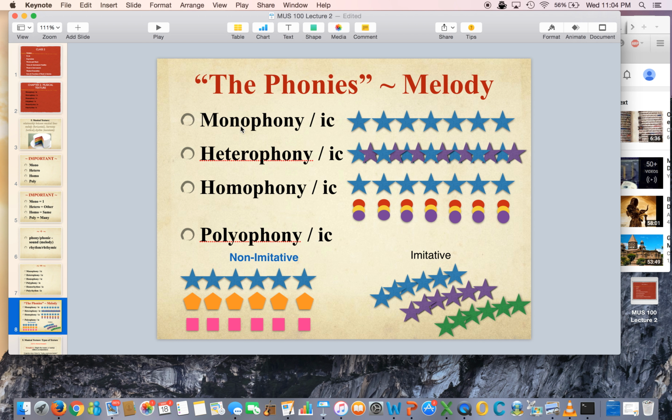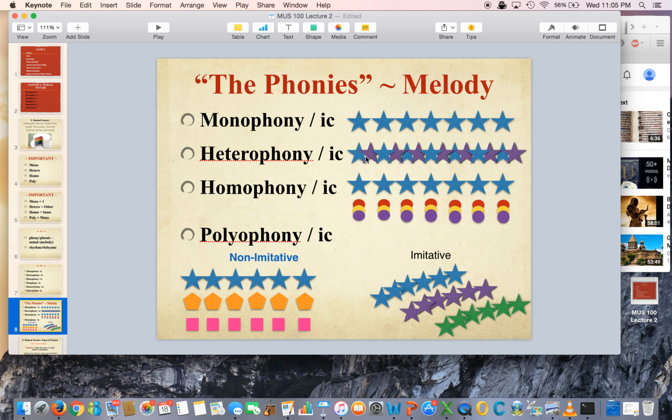So monophonic or monophony is one sound, one melody. I'm using visuals here, so these stars represent the melody. So let's say my song is Twinkle Twinkle Little Star, and I'm going to sing it all by myself. Twinkle twinkle little star, how I wonder what you are. That's monophony. Single melody all by itself. If 25 people sing Twinkle Twinkle Little Star with me exactly together, it's still monophonic because it's only one melody.